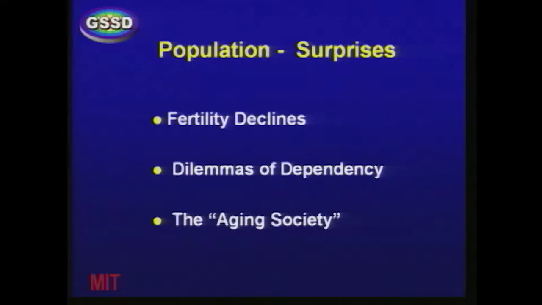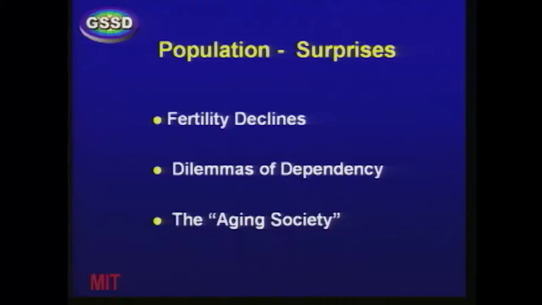The first surprise has to do with the unexpected declines in fertility. We had never thought, 30 years ago, over 30 years ago when I joined the MIT faculty, that we would consider this an issue, decline. Second surprise, and I'll get to that in a minute, is the dependency ratio in population. And then finally, the aging society.